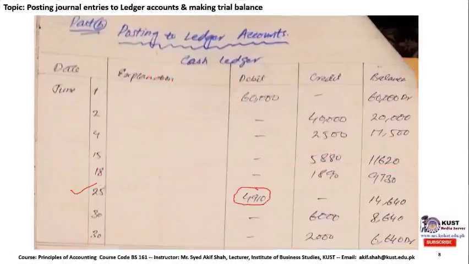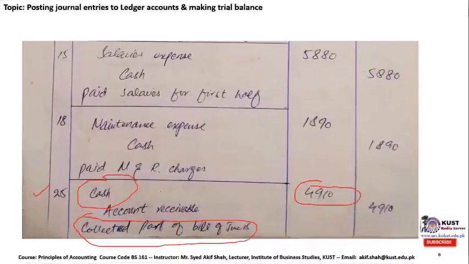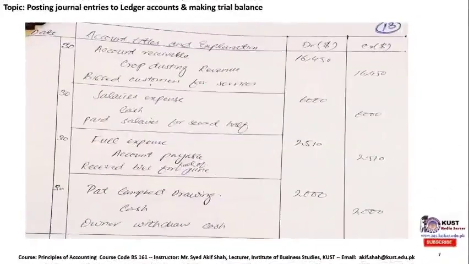This was in the debit column, nothing in the credit column. The previous balance is debit, and this balance is once again a debit balance. So we have to add up these two values because both balances are debit balances. So 9,730 plus 4,910, and our next balance is now $14,640. Let's go back to the journal and analyze if there are more cash related transactions.